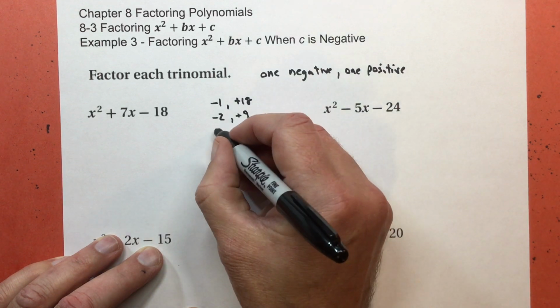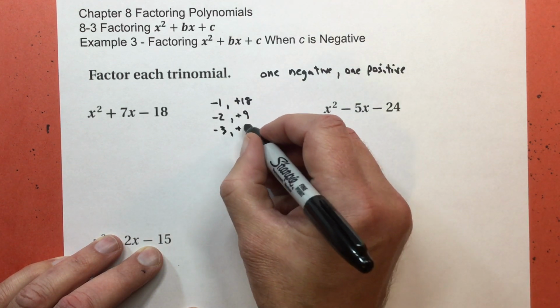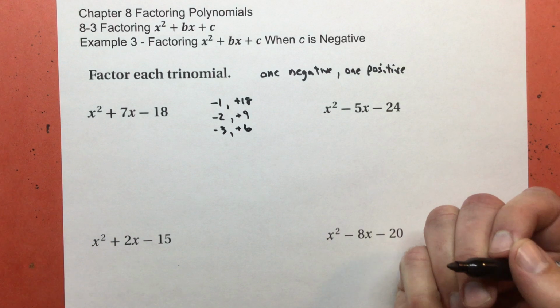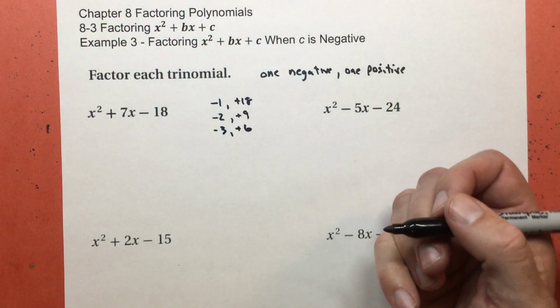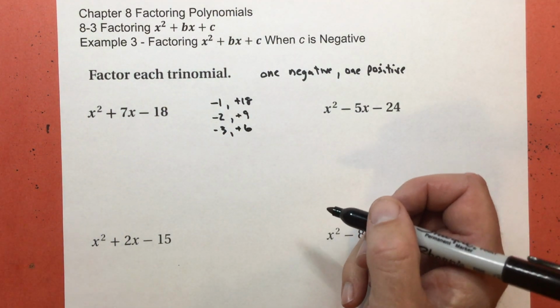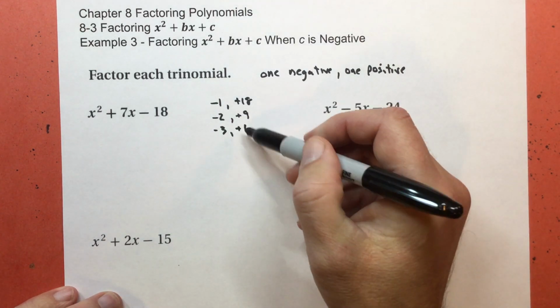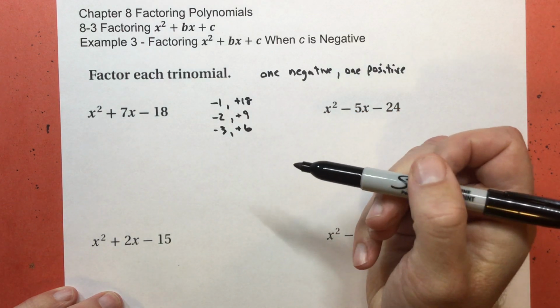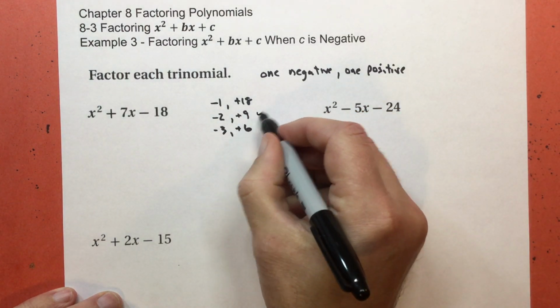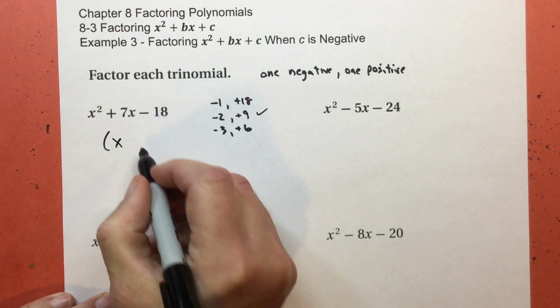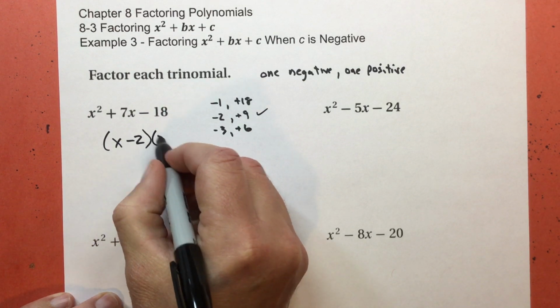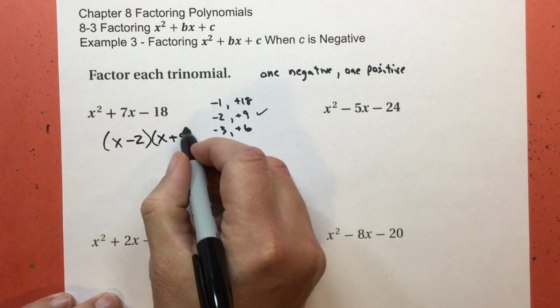If I missed it, I would have done negative 3 times positive 6, and that would have taken care of all of the numbers, all the pairs, factors, where one's negative, one's positive, and the number that looks bigger is going to be the positive one, okay? But it's this one right here. So I get x subtract 2 times x plus 9.